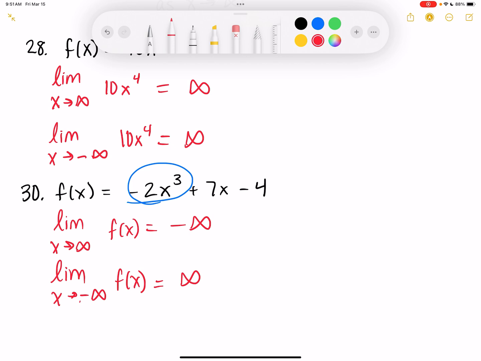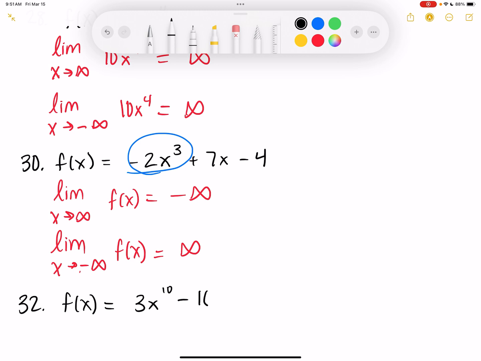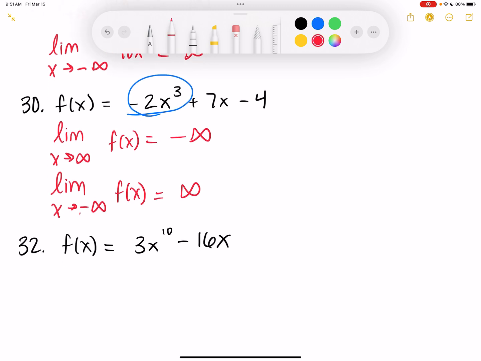Okay? Let's look at one more. 32. F of x equals 3x to the 10th minus 16x. So when I do this problem, what am I looking at, or what's the only thing I care about? 3x to the 10th. Yep, all I care about is that right there. So the limit as x approaches infinity.